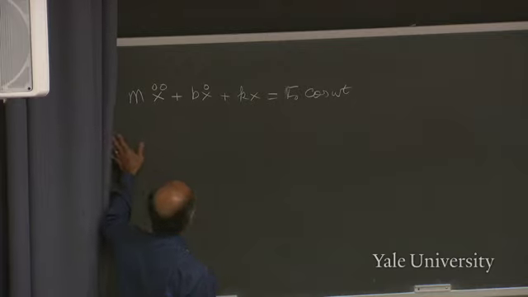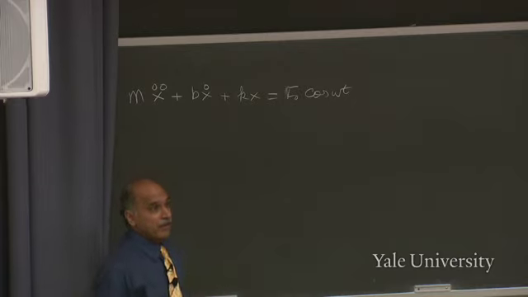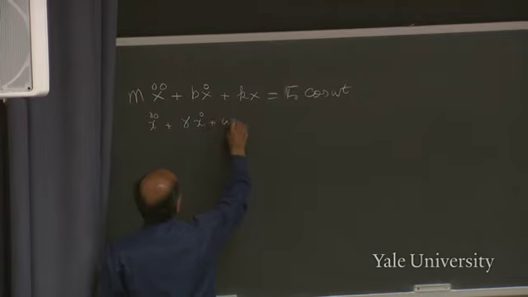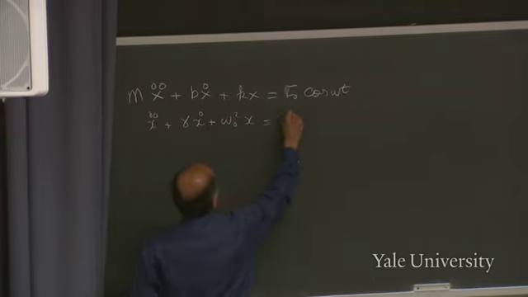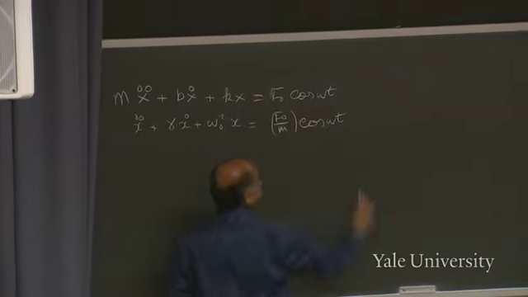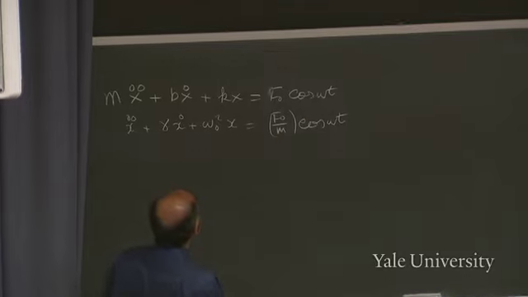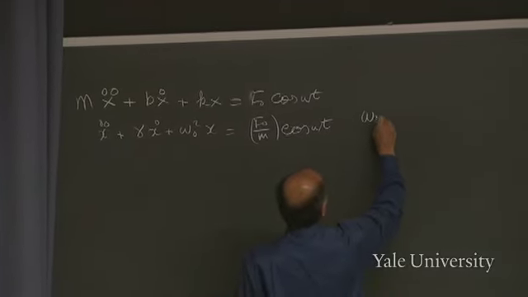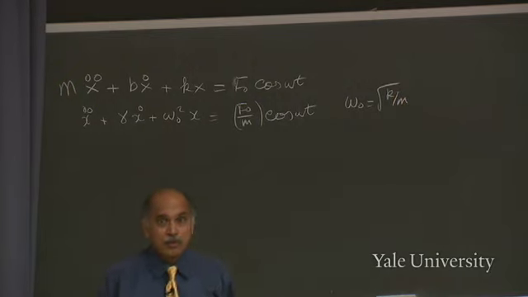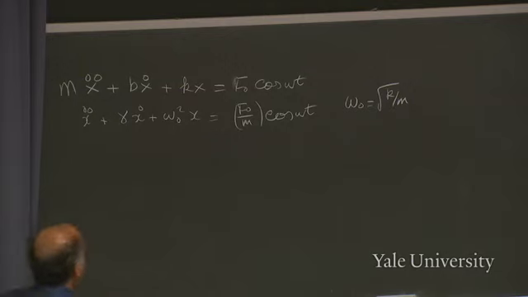Let us first divide everything by m. Divide everything by m, then it becomes x double dot plus gamma x dot plus omega 0 square x equals f0 over m cosine omega t. I am using the fact that omega naught was defined as root of k over m. We used to call it omega, but now I'm calling it omega naught, and you should understand why I'm doing that, because there are now two omegas in the problem.